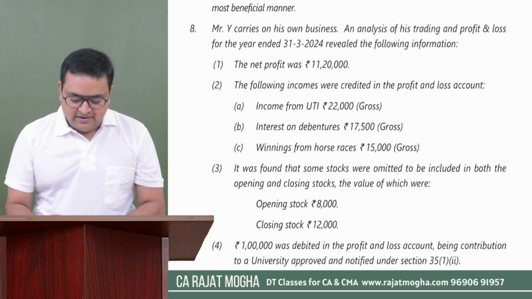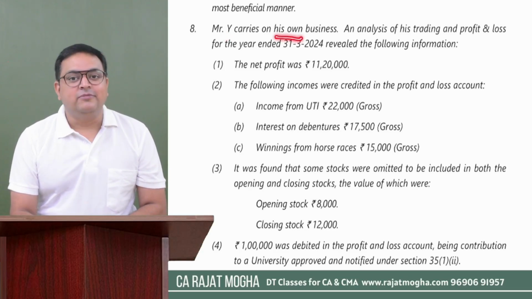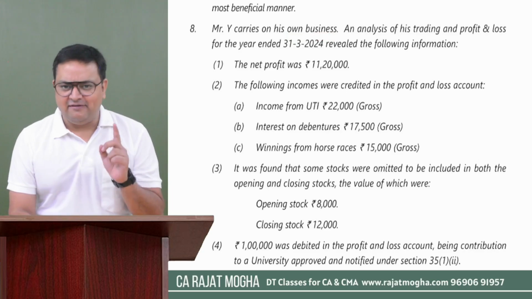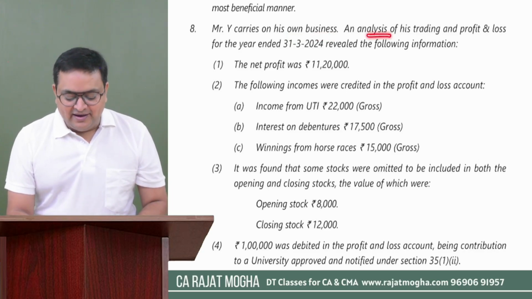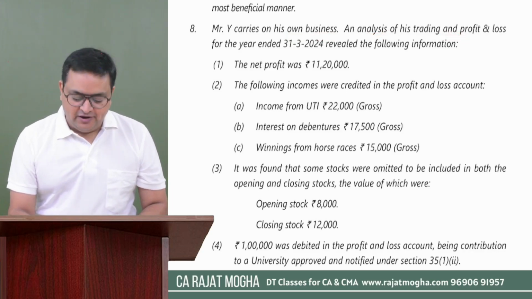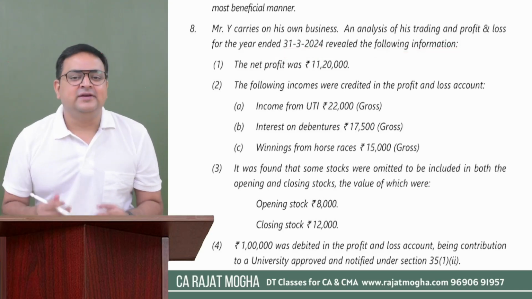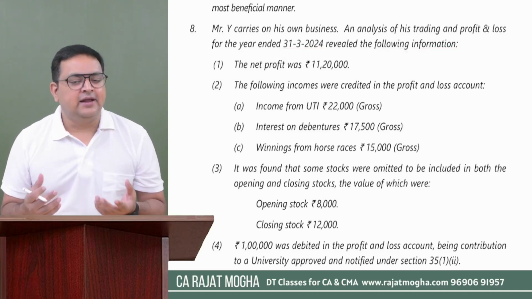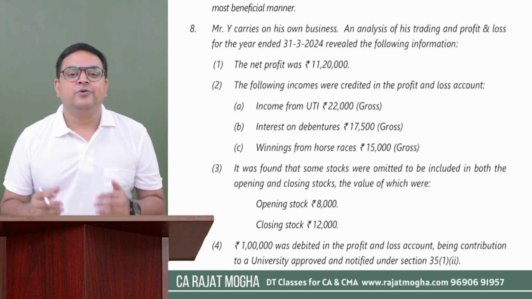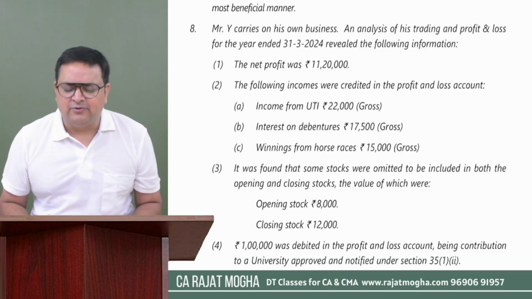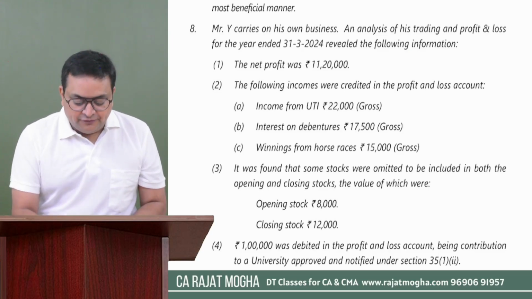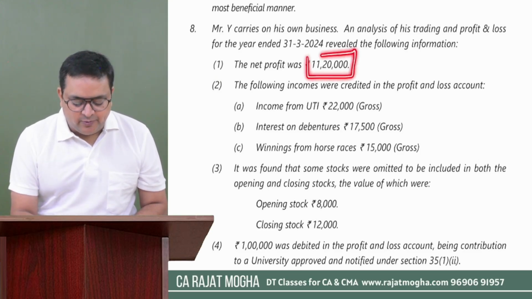It says, Mr. Y carries on his own business. So he must be having business income. An analysis of his trading and profit and loss account for the year ending revealed the following information. Sometimes they can give you an entire P&L account, but sometimes they can give you information regarding the P&L account. That is fine with us. The first point says net profit as per P&L account is 11,20,000 rupees.